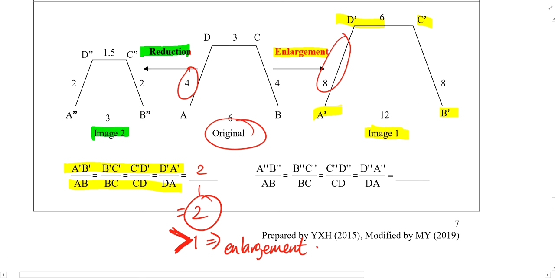Now, let's try on the other side, the reduction. D double prime A double prime. So that's 2 over 4, which is actually half. So this is less than 1. So it is a reduction.